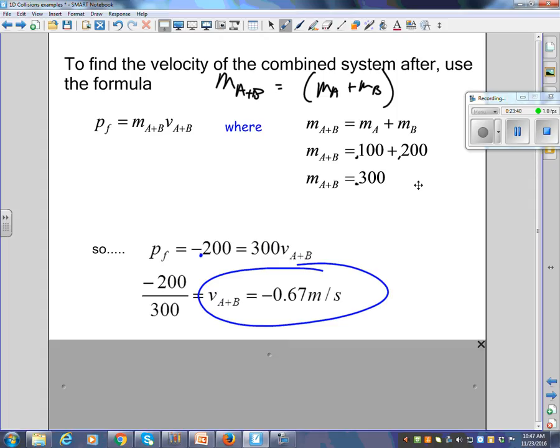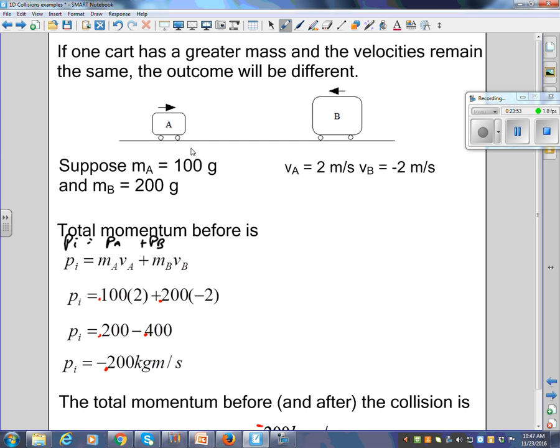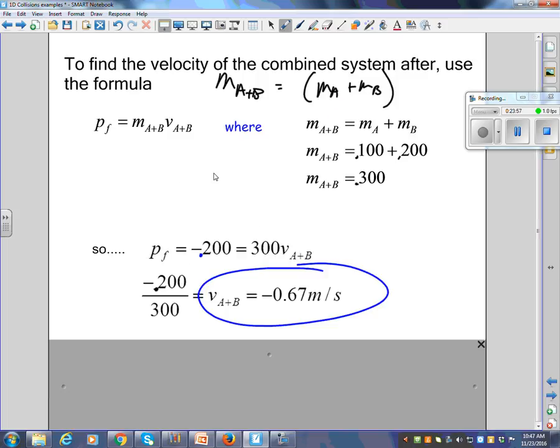I'm waiting. Does it make sense? No? John? Where did that 3 come from? The mass of the, remember our carts were, let's go back here. We've got 100 grams and 200. So the total mass when they stick together is 300 grams or 0.3. And so the final momentum is minus 200 because that's what the initial was, minus 0.2, and then that's the final. That's 0.3, yeah.